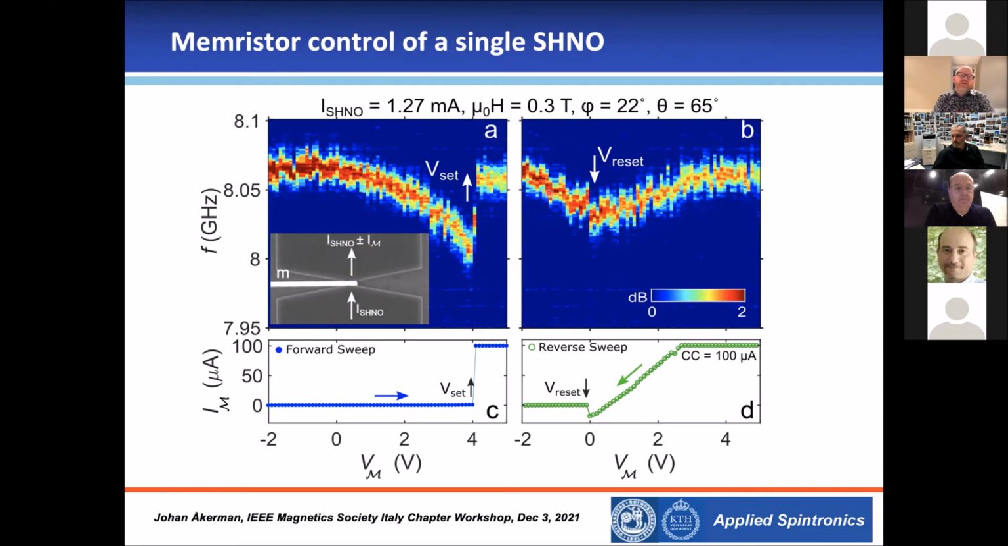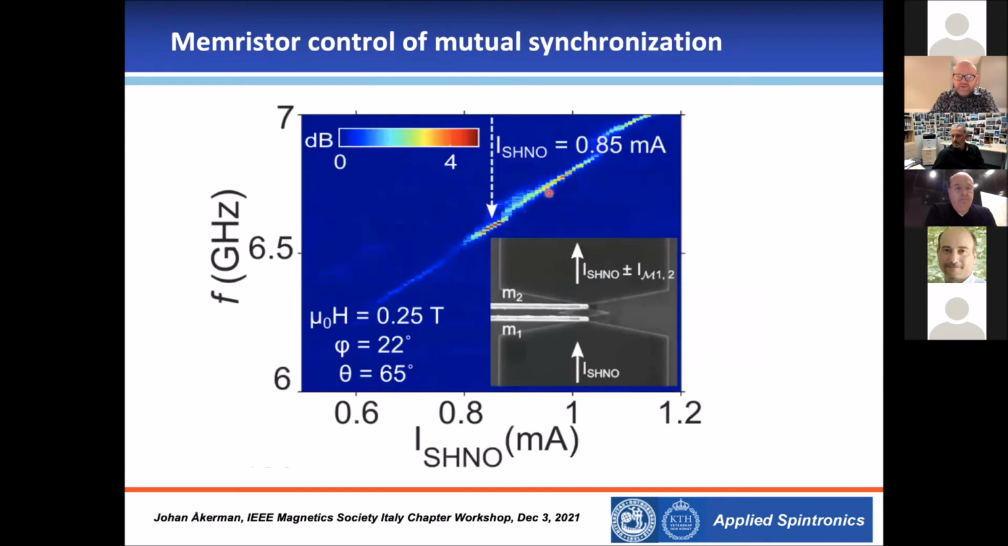So we indeed have a way now of controlling the oscillator only by field if we want, or by added current through the device. We can do this on chains. So here is one of the simpler chains we made.